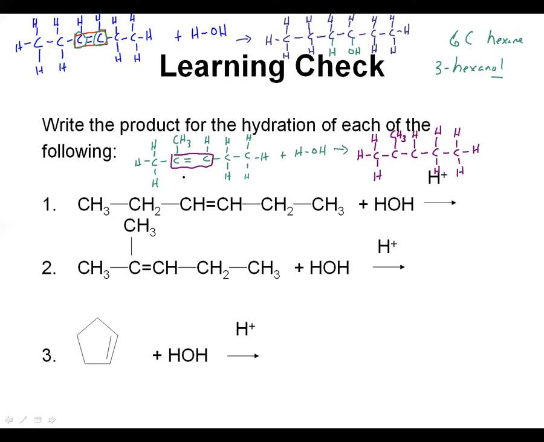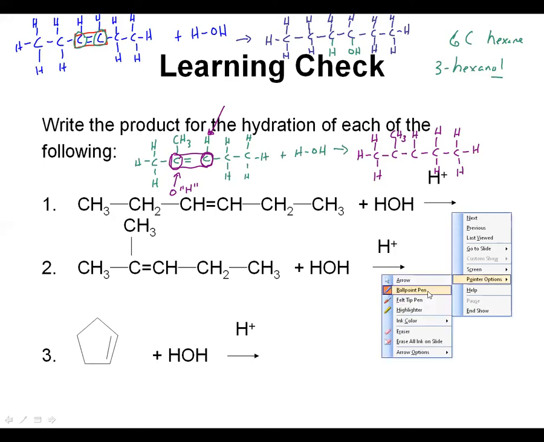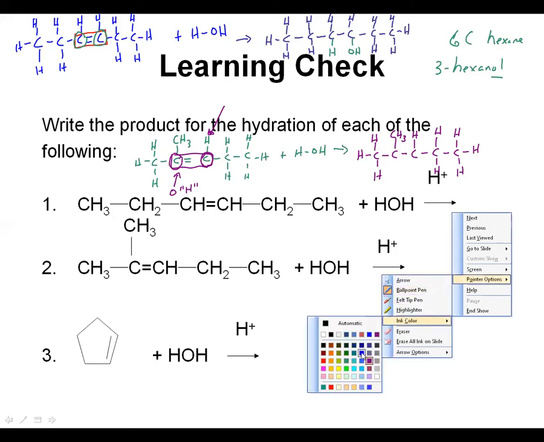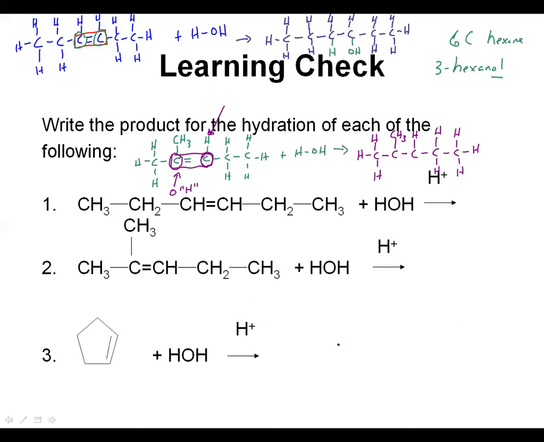Now, though, when we look at each of the carbons in this bond, this carbon has one hydrogen attached. This carbon has 0 hydrogens. In this case, it does make a difference in terms of which one gets the hydrogen and which one gets the OH. And based on the rule, the hydrogen will go to the carbon that had the most hydrogens to begin with. So the major product, which you should always draw, will look like this: hydrogen to that carbon and OH to this carbon here.